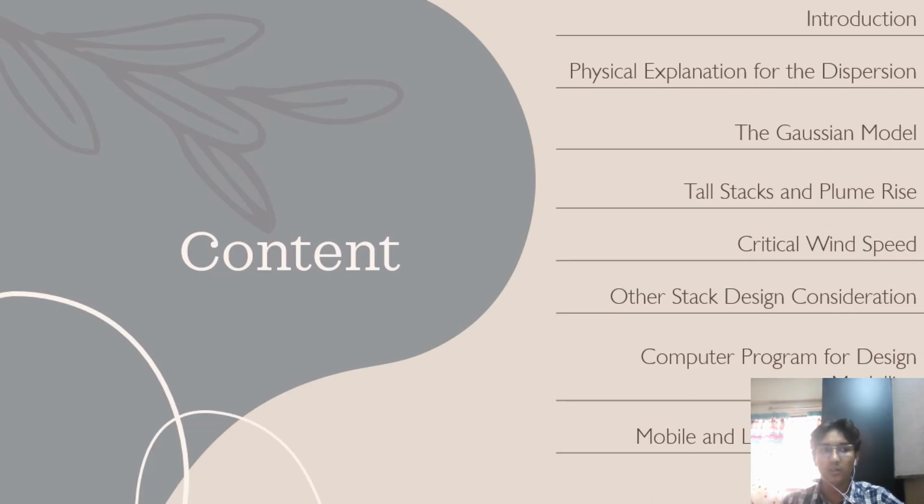Listed here are the contents for this topic. We'll be going through the introduction, followed by the physical explanation for the dispersion, then the Gaussian model, tall stacks and plume rise, critical wind speed, other stack design considerations, computer program for design modeling, and lastly, the mobile sources and line source models.